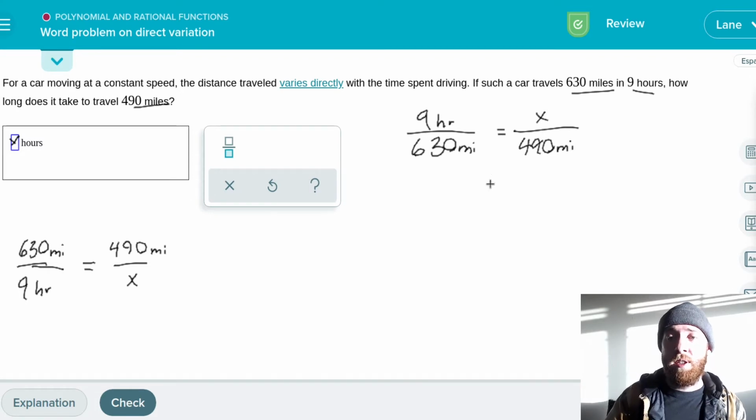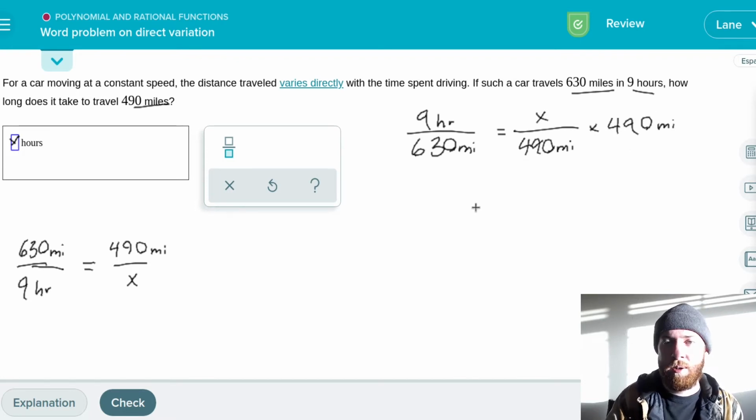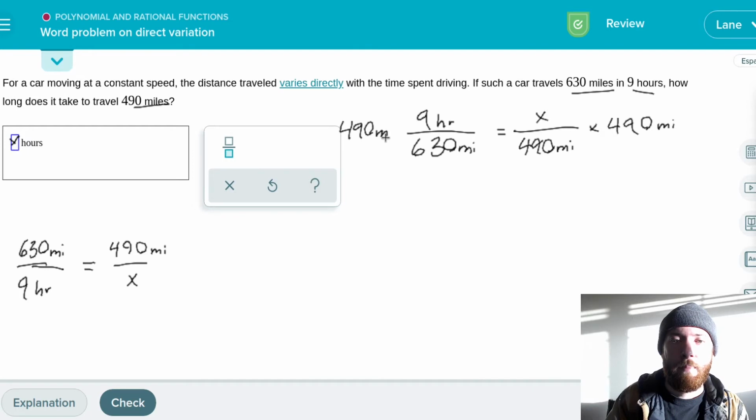Okay, now to get the X by itself, all we need to do is get the 490 miles down here over onto the other side. So how can we do that? What would cancel out the 490? If I multiplied this side by 490 miles, divided by 1 if you like, then the 490 on the top and the bottom cancels out, right? So I also need to multiply the left-hand side by 490 miles. So let's write that. 490 miles times this fraction.